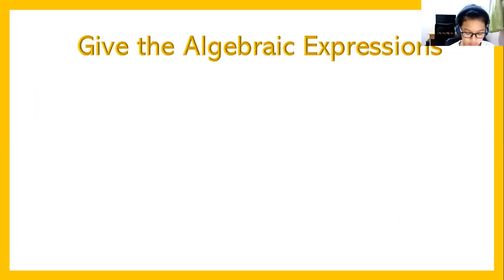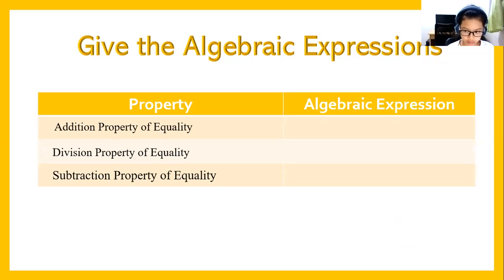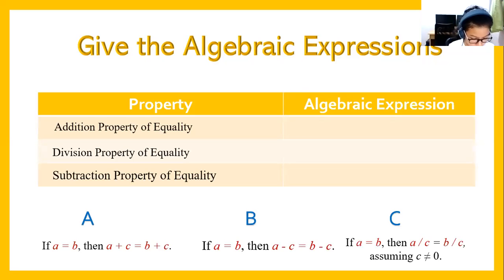All right. So let's have the addition property of equality, the division property of equality, and the subtraction property of equality. Which one is which? Addition property of equality is letter A. Division property of equality is letter B. Are you sure? Division, letter C. Okay. Subtraction property is, of course, letter B.